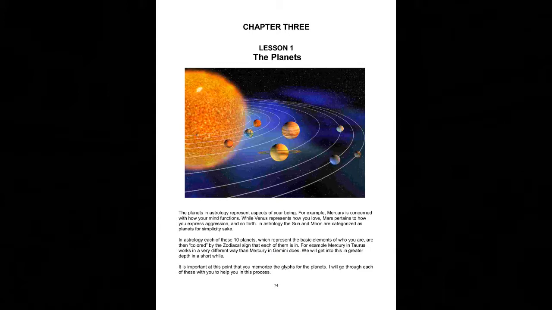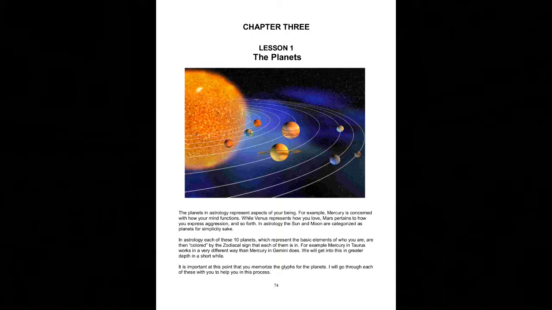Chapter 3, Lesson 1, The Planets. The planets in astrology represent aspects of your being. For example, Mercury is concerned with how your mind functions, while Venus represents how you love, Mars pertains to how you express aggression, and so forth. In astrology, the Sun and Moon are categorized as planets for simplicity's sake.